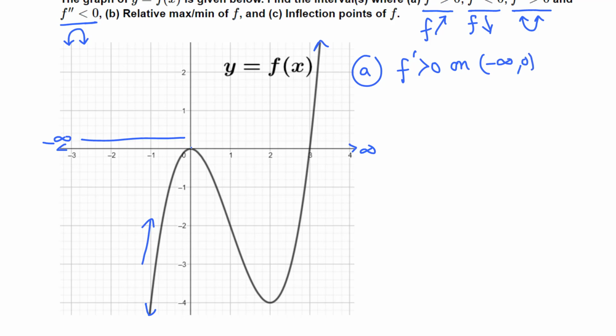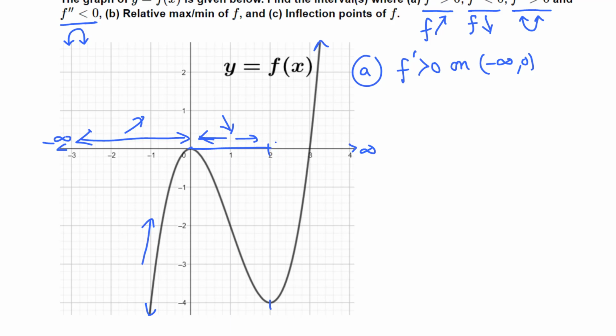And now then from 0 to here up to 2, okay, it's decreasing. That means first derivative negative. And we got a relative minimum here, by the way. 0 to 2 decreasing means first derivative is negative.